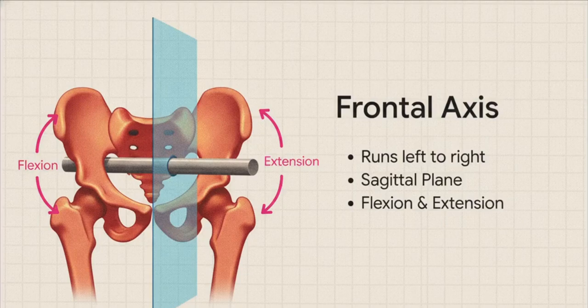Let's look at the first one. Picture a solid steel rod driven from your left hip straight horizontally across to your right hip. This is the frontal or mediolateral axis. Because this pin runs horizontally side to side, it is perfectly perpendicular to the forward and backward sagittal plane. It's just an incredible mechanical design. This exact perpendicular pin allows your leg to safely swing forward and back, powering all of our flexion and extension.